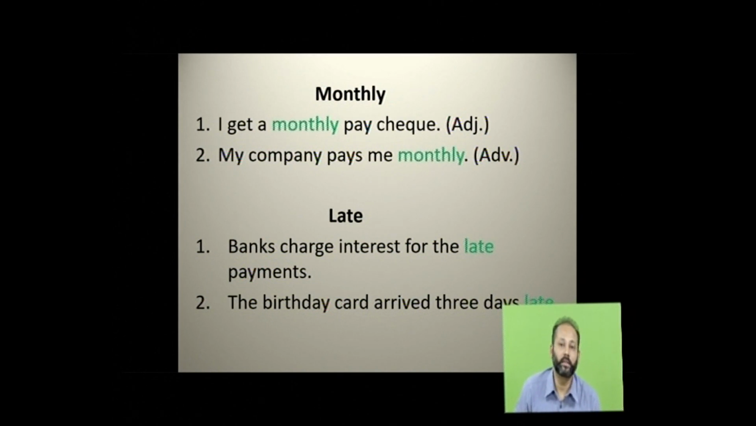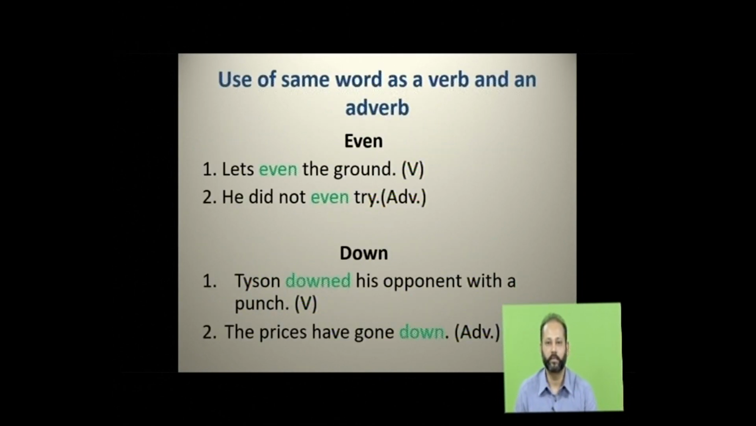Monthly. I get a monthly paycheck. It is an adjective. My company pays me monthly. How am I paid? Monthly. So this is an adverb. Then late. Banks charge interest for late payments. What type of late is it here? It is describing the payment. So it is an adjective. The birthday card arrived 3 days late. It is an adverb, right?